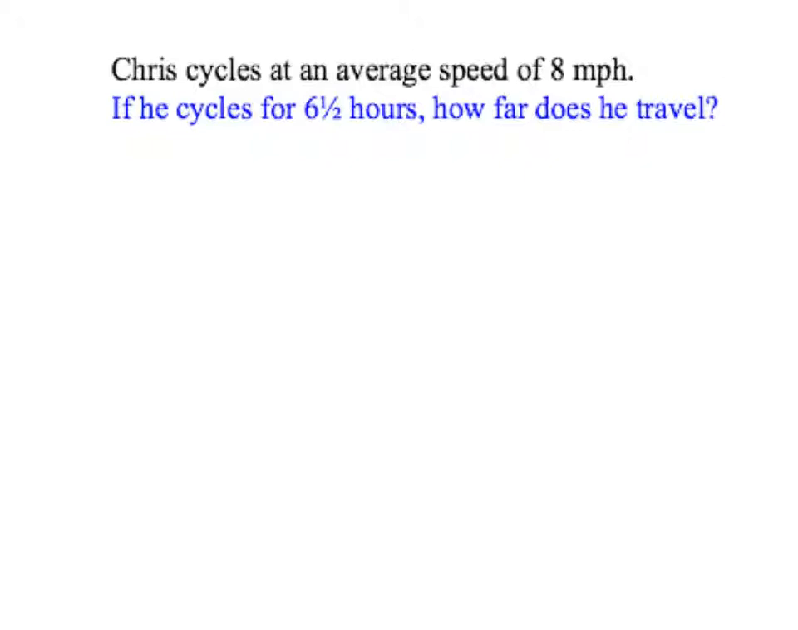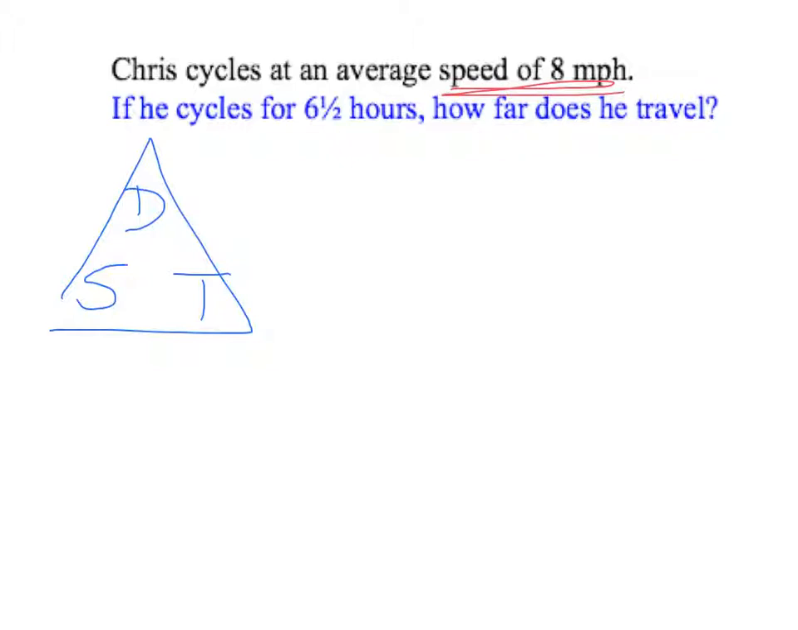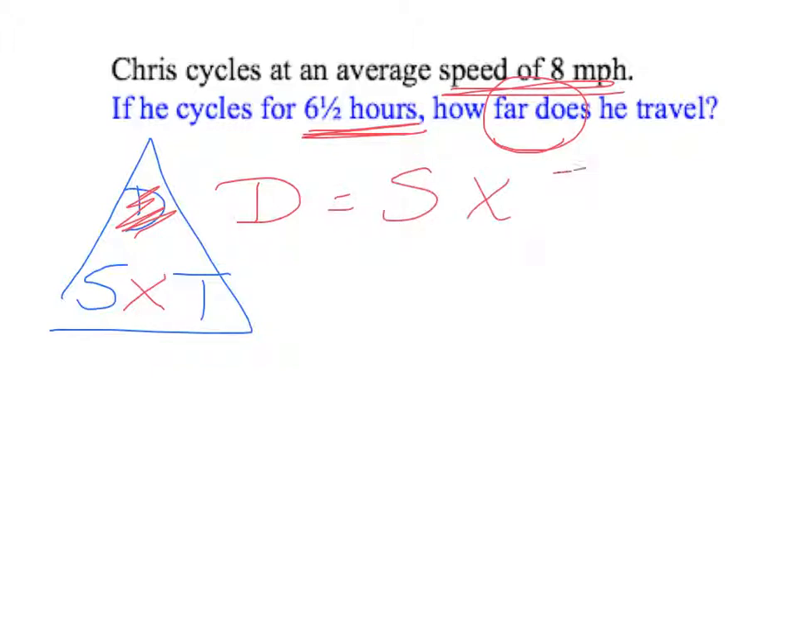Again, let's start this question by drawing out my triangle. Speed, distance, time. So in this question, it tells me that Chris cycles an average speed of 8 miles per hour. It's telling me he cycles for 6.5 hours. And it's saying how far does he travel. So if it's saying how far, it's looking for distance, which leaves us speed times time.